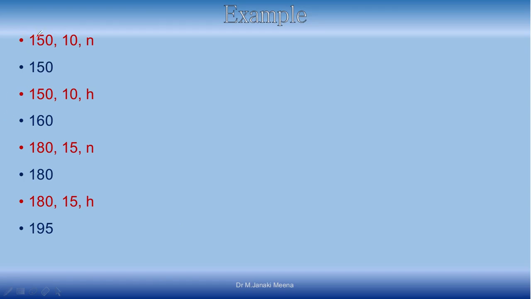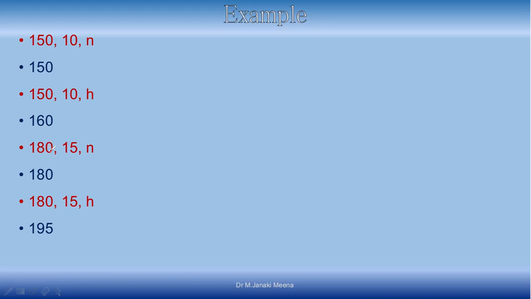See, 150 is the number of credits to be earned for award of degree. 10 is the number of credits required for honors degree. If N, it means he is a normal student, he does not want honors. In such a case he has to earn 150 credits for award of the degree. Next, 150 is the minimum credits required for award of the degree, 10 credits are required for honors, and if he is aiming at honors, then 160 credits should be earned by that student.